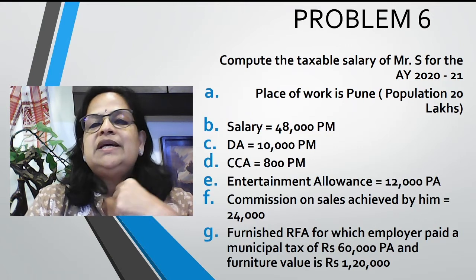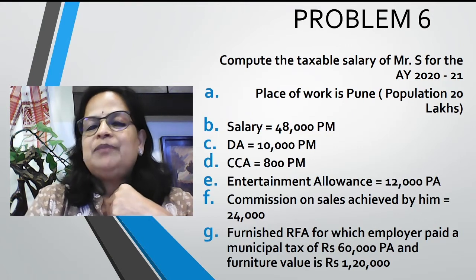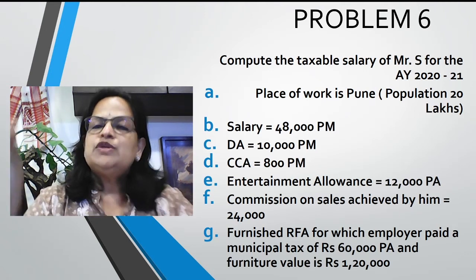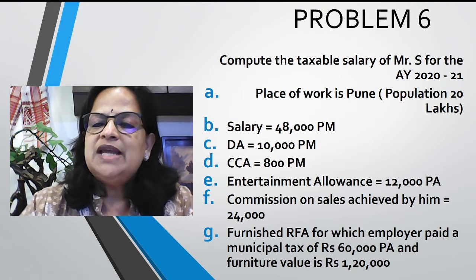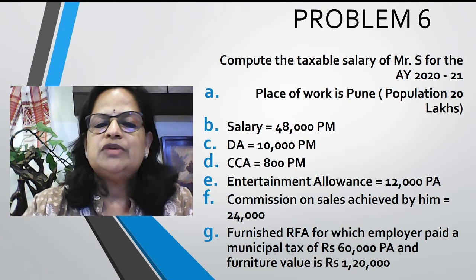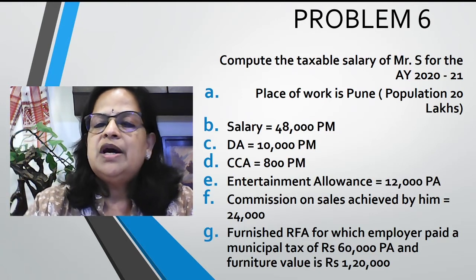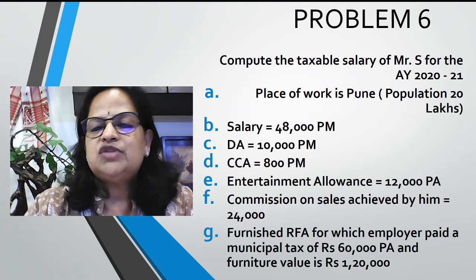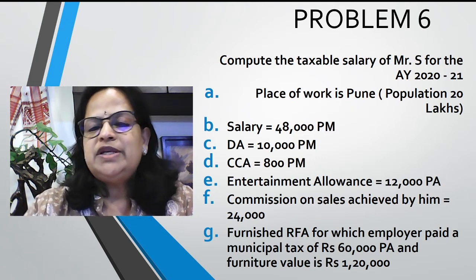Entertainment allowance. He is working in the private sector, so here he will not get any exemption. 12,000 per month. If he was working in the government sector, it would have been given in the problem. Commission on sales achieved by him 24,000. Furnished RFA, so it is not HRA, it's the RFA. RFA for which the employer paid a municipal tax of rupees 60,000 per annum and furniture value is 1,20,000.